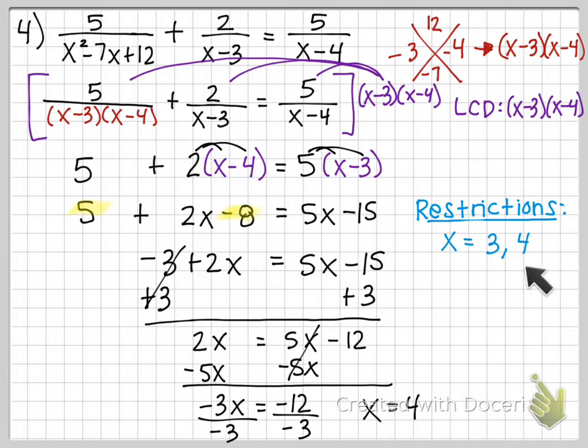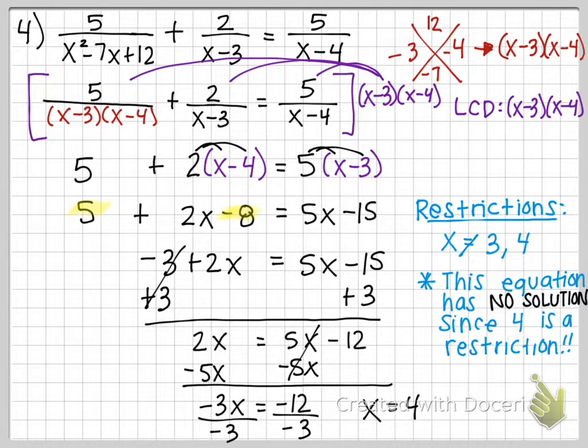So x is 4 here, but a restriction is it can't be 4, right? And let me do this. Restrictions really are x cannot be 3 or 4. So if x equals 4, but here x cannot be 4 because 4 makes the denominator 0, our answer here is no solution, since 4 is a restriction.